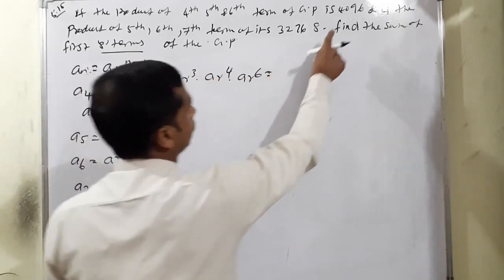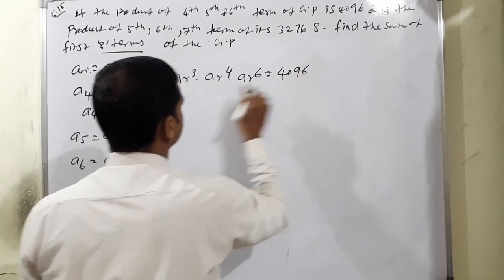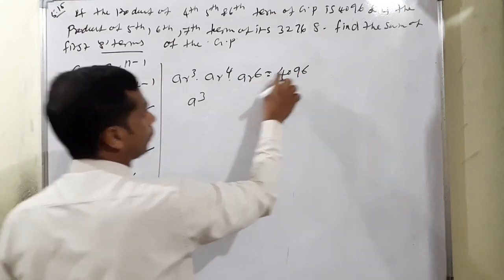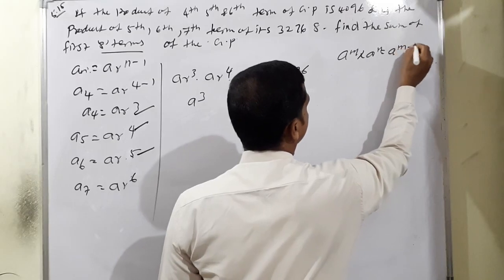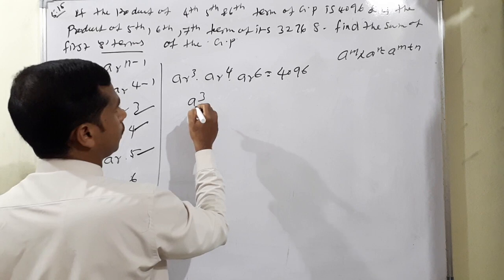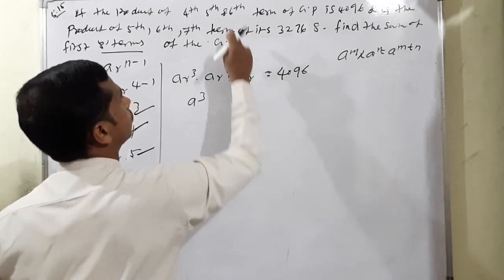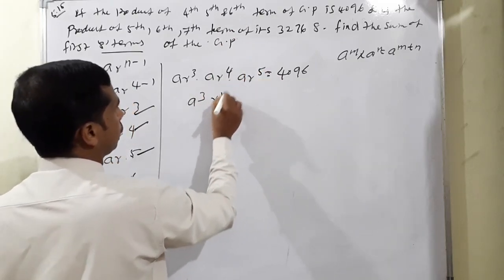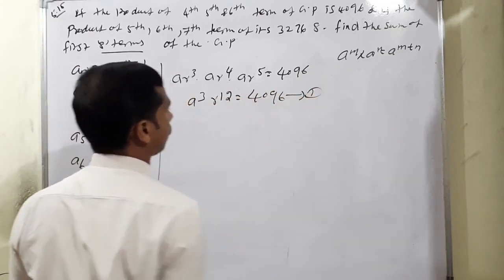is equal to, what is the value? 4096. So, A into A into A means A cube, r power 3, r power 4, r power 5. Already we know A to the power m into A to the power n means A to the power m plus n. Therefore, 5 plus 4, 9, 9 plus 3 means 12. So, R to the power 12 is equal to 4096. This is equation number 1.